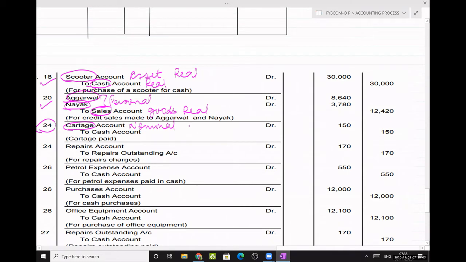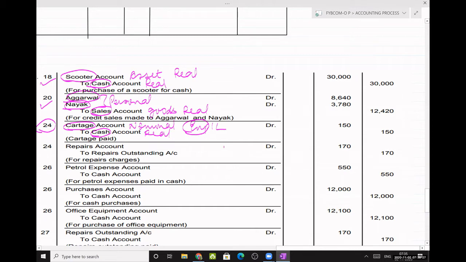So what is the rule for nominal? Debit the expenses or losses. So what is cartage? Cartage is an expense. Okay, it's an expense which is paid on goods. And cash. Cash is what? Real account. Credit what goes out.